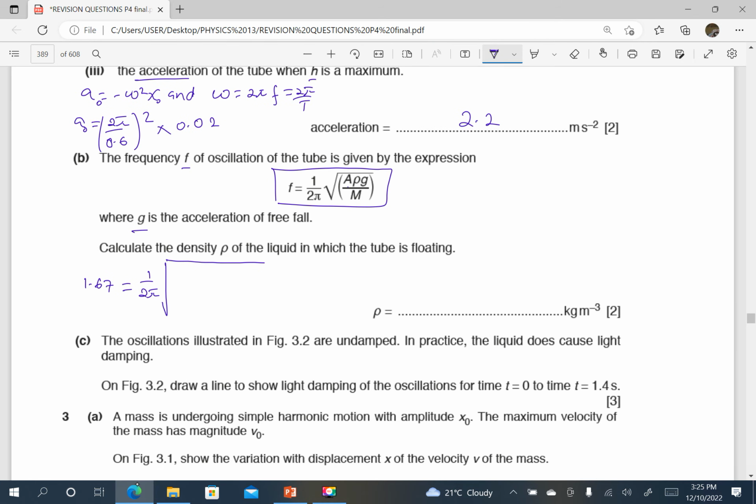So our cross-sectional area is 24 times 10 power negative 4 to change it to meters squared, times the density, times g, which is 9.81, divided by 0.23. I just cross multiply: 1.67 times 2 pi. Then I square, because I want to remove the square root, times 0.23 divided by 24 times 10 power negative 4, divided by 9.81. When I make rho the subject, I'm getting rho as 1075.6 kilograms per meter cubed. So it's approximately 1.1 times 10 power 3.